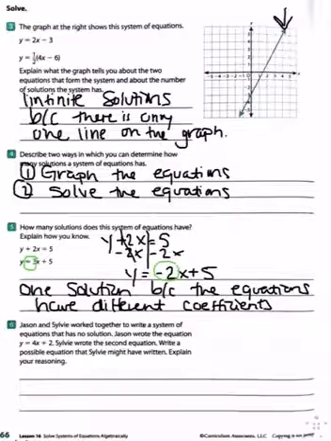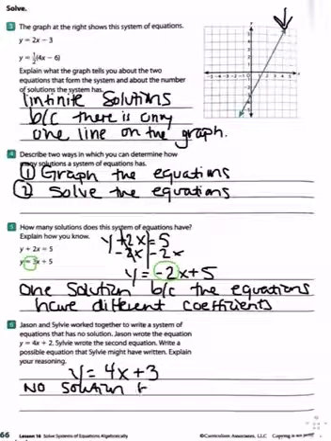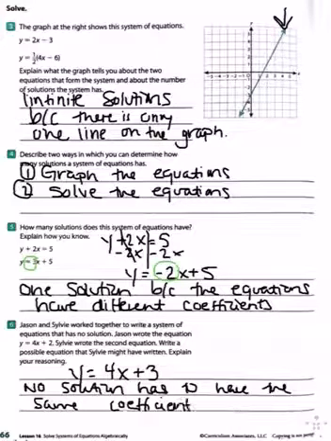Problem number 6. Jason and Sylvie worked together to write a system of equations that have no solution. Jason wrote the equation y equals 4x plus 2. Sylvie wrote the second equation. Write a possible equation that Sylvie might have written. Explain your reasoning. So one possible answer is y equals 4x plus 3. We know that a no solution has to have the same coefficient. And so both numbers in front of the variable have to be 4.